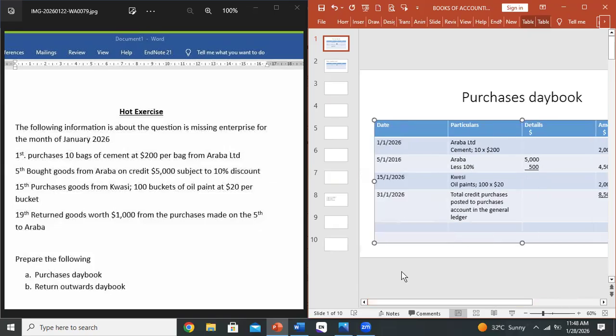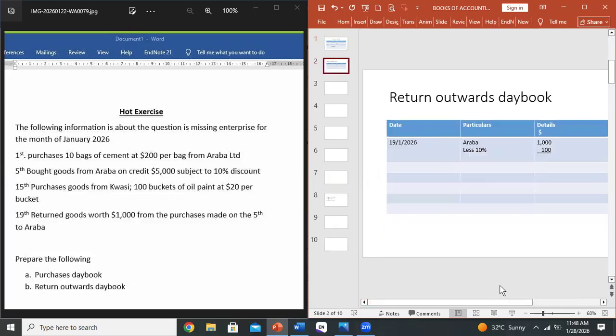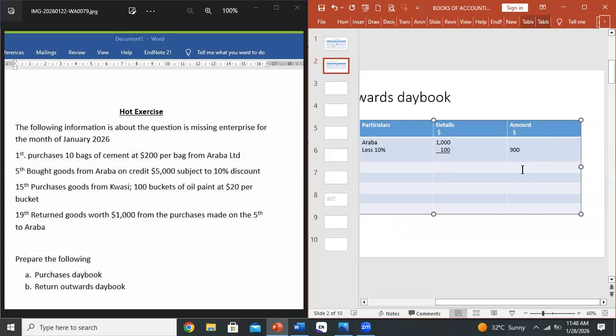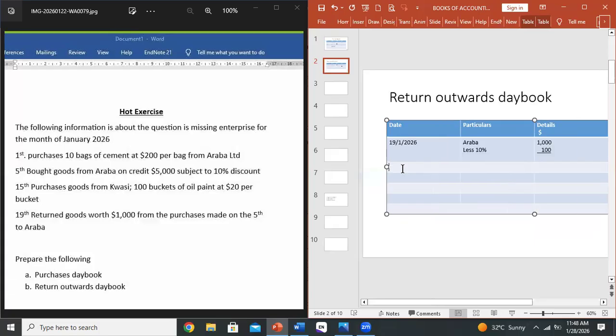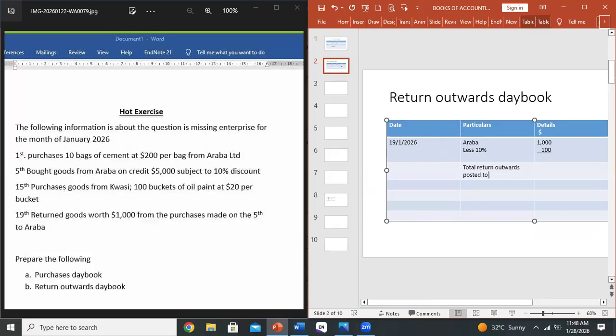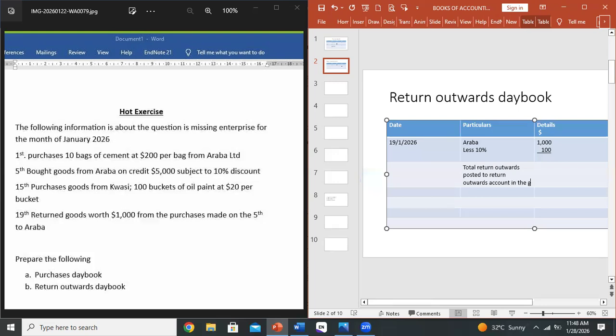And then you do same for your return outwards. It's just one figure, but you still need to get the total. So the total will be 900. Then give us the narration under the particulars. So under the particulars, that will be total return outwards posted to return outwards account in the general ledger.